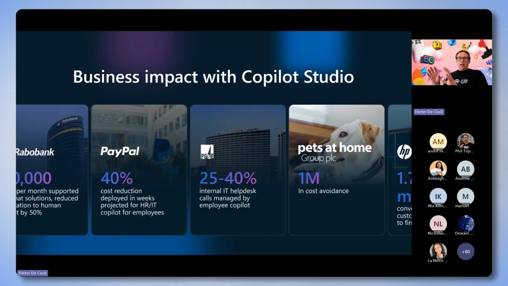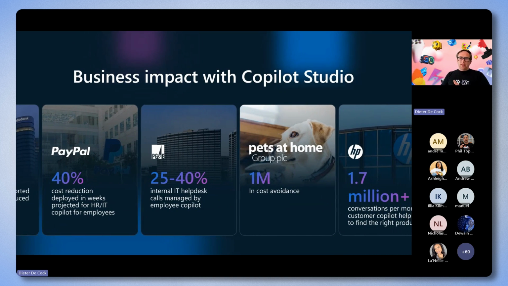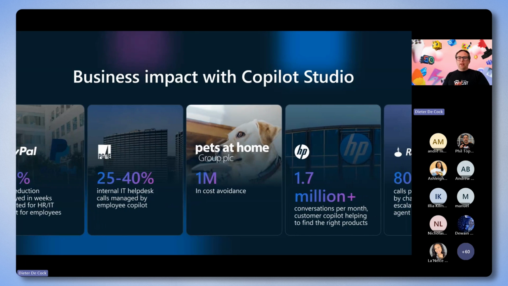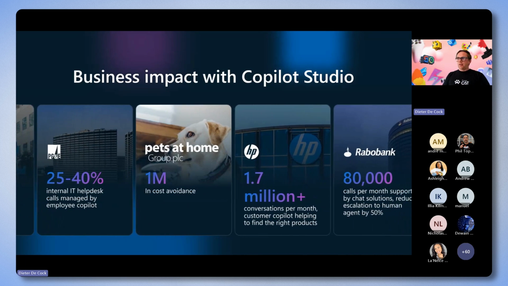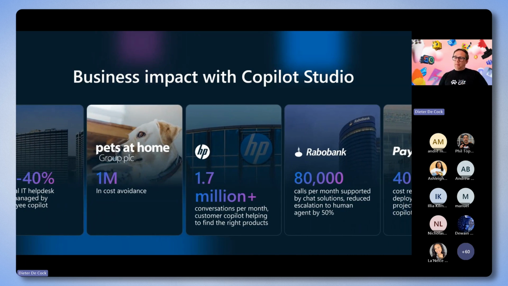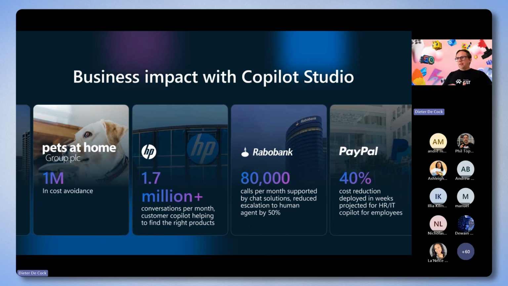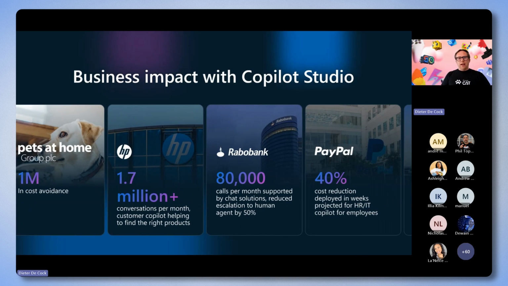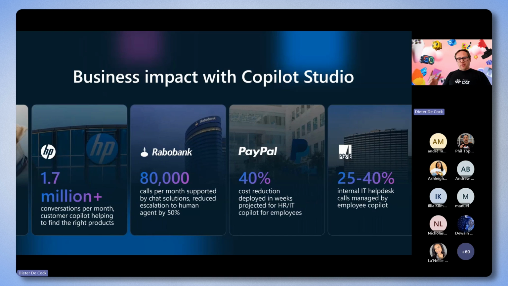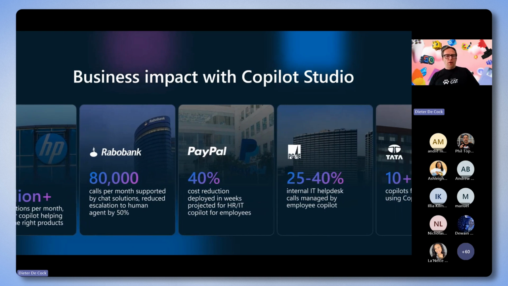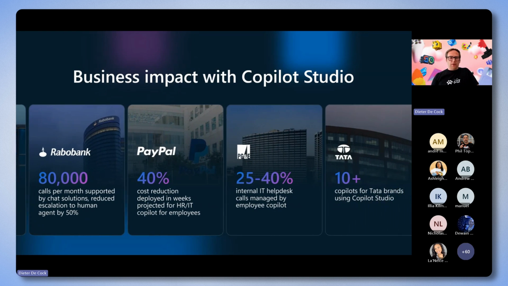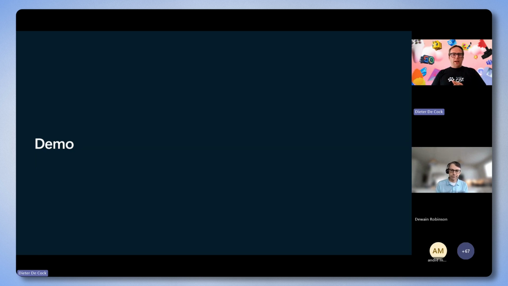Pets at Home created a fraud detection agent and saved $1 million in costs. So that's also a huge amount. And then, like I say, there are many other customers that also get a huge amount of value by just using those agents. With this said, I would transfer to Dwayne for some demos.